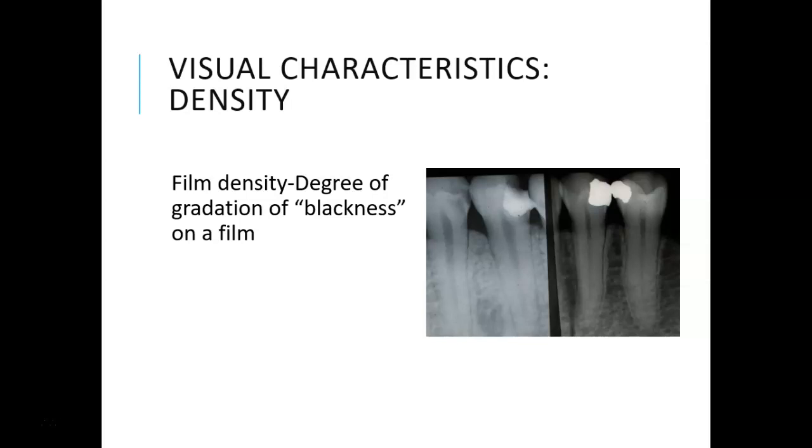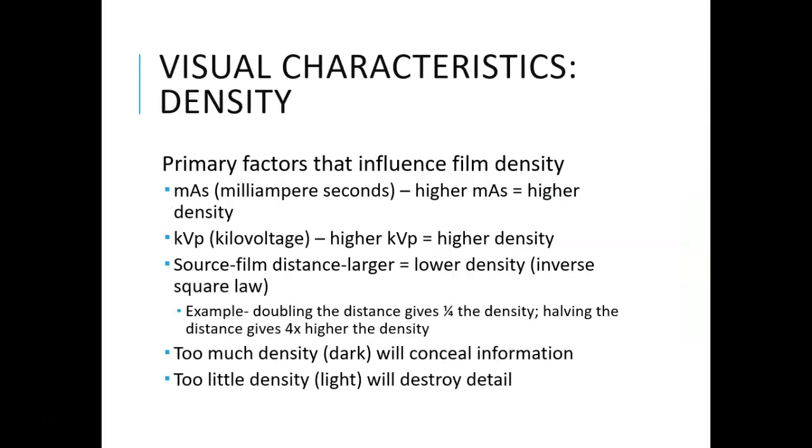Visual characteristics. Density is the first one here. Film density is the degree of gradation of blackness of a film. So it's kind of the overall darkness or lightness of a film. If a film is too dark, you lose the ability to see detail. If it's too light, you lose the ability to see detail. So you kind of want it right in the middle. You want some good contrast so you can see the light and the dark, but you also want to see those shades of gray so that you can identify things within the image.